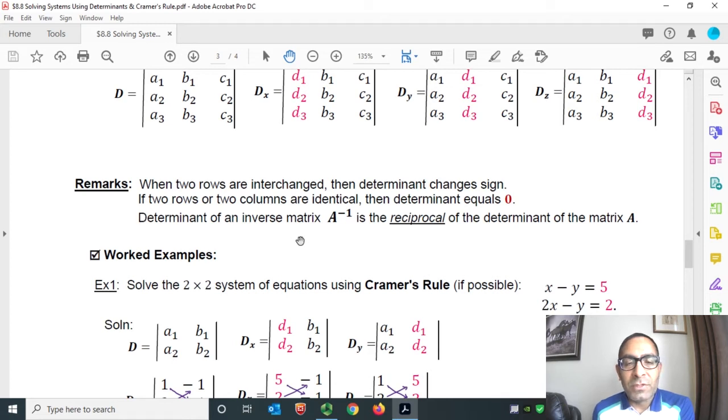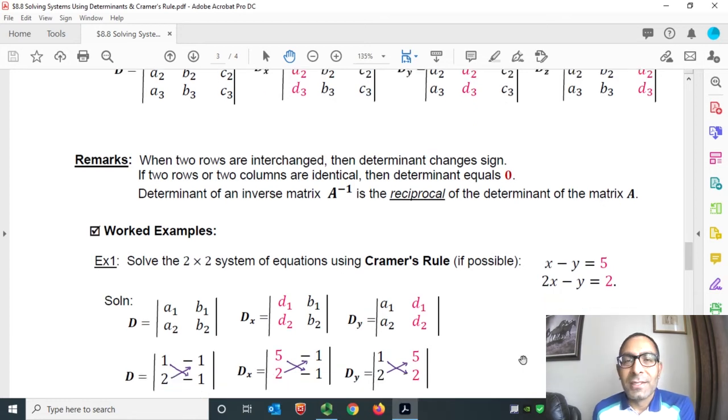The determinant of an inverse matrix is the reciprocal of the determinant of the matrix. Awesome. Now, with those ideas, let's solve some examples.